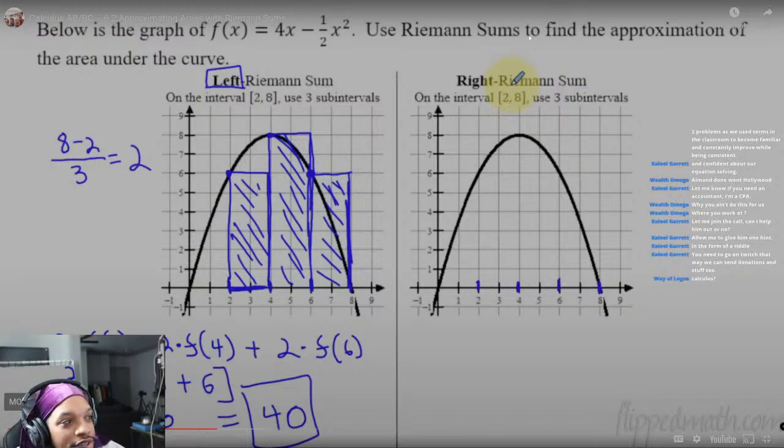Find the approximation of the area under the curve. So what I'd like you to do is try exactly what we just did on our left Riemann sum, but now with the right side.